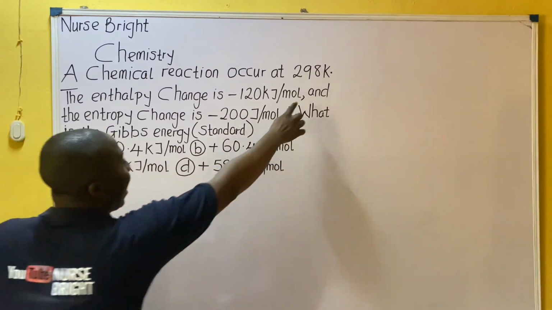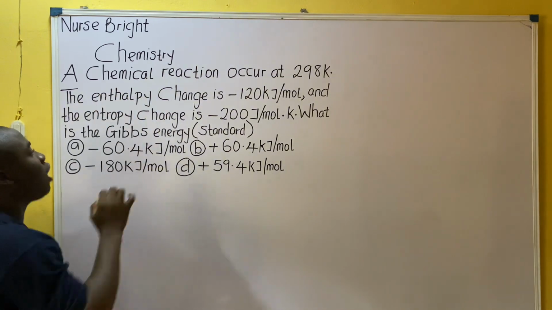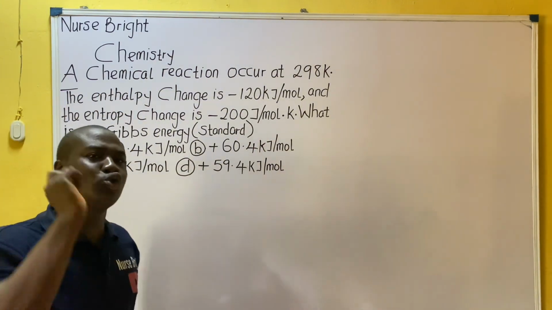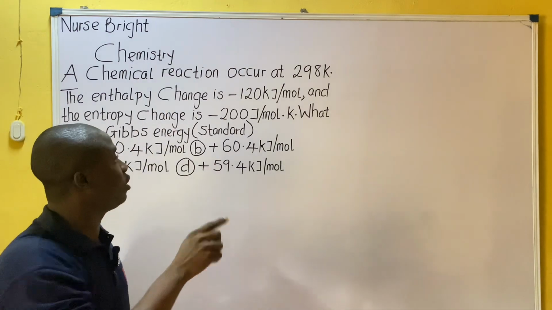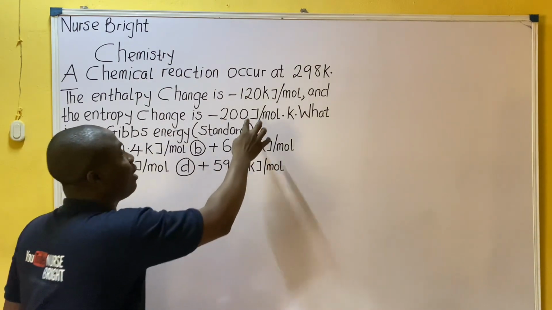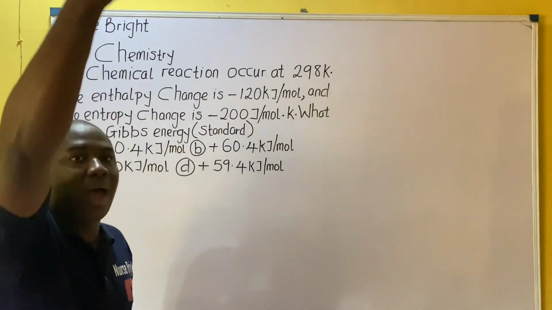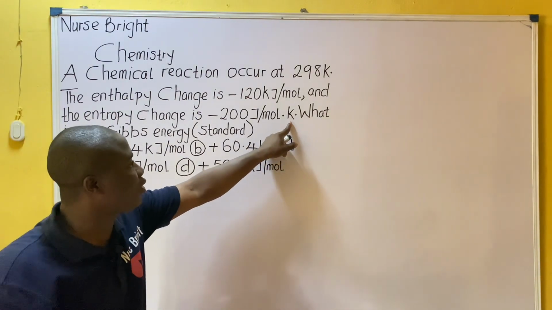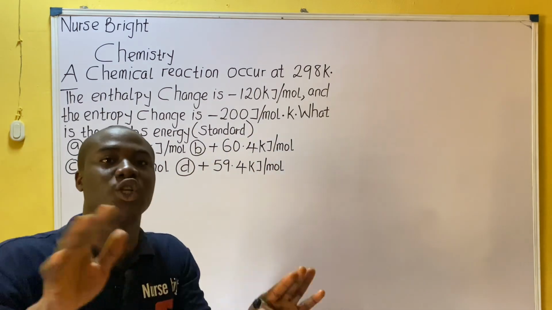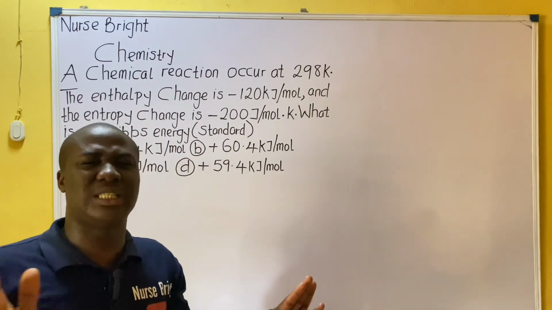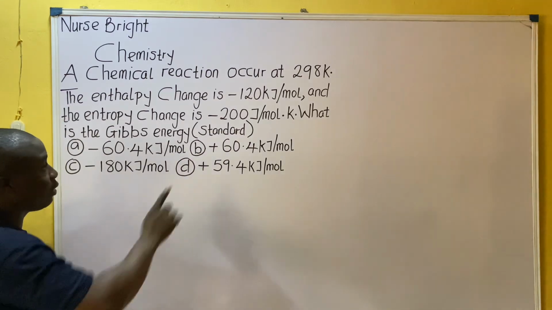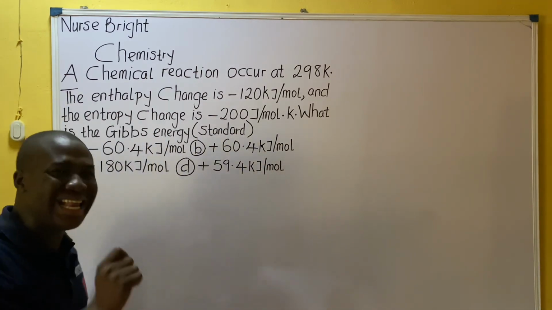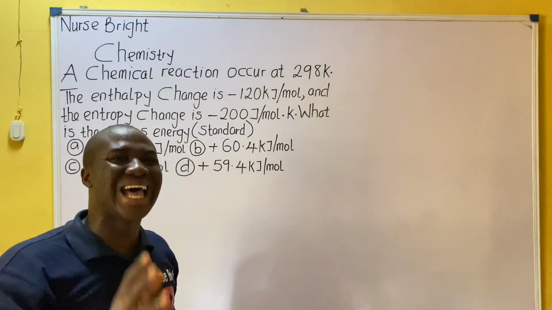All right. And the entropy change is this value, which is minus 200 joules. Now it's not kilojoule. Now it's not what? Joules. J means joules per moles Kelvin. Are you there? This K also means Kelvin. Relax. The question is very easy. It is not difficult at all. Now the question says at the end, what is the Gibbs energy, in brackets, standard?